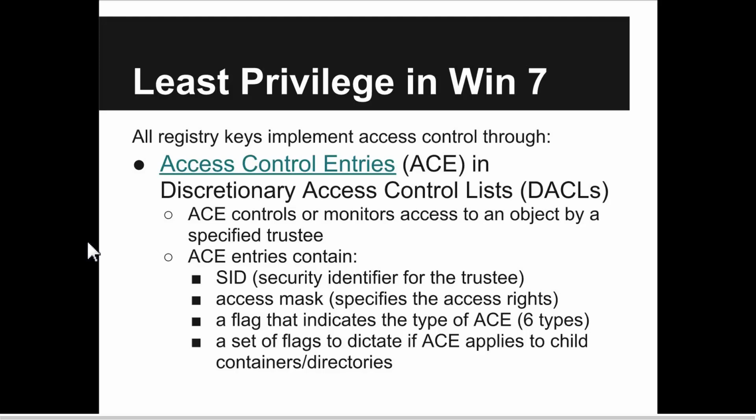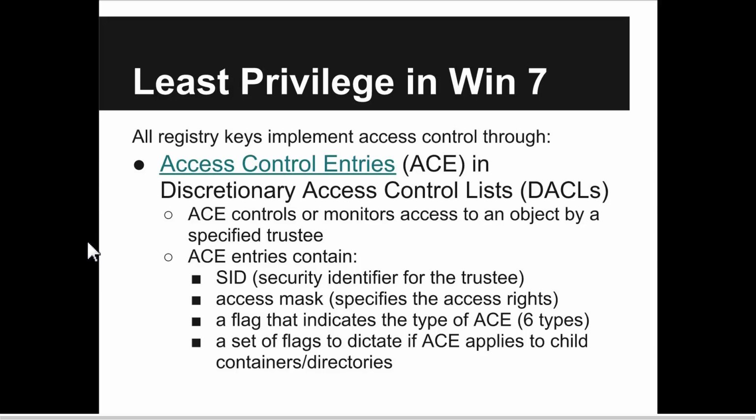With access control lists in Linux, you can specify specific permissions for that other user and for other different groups. It's very flexible. Likewise, access control lists in Windows are very much the same. Access control entries are entries in the access control lists, and they control or monitor access to an object by a specified trustee. Trustee basically means user.